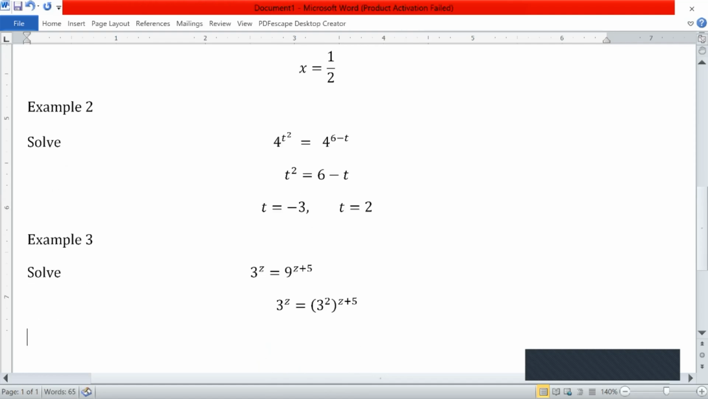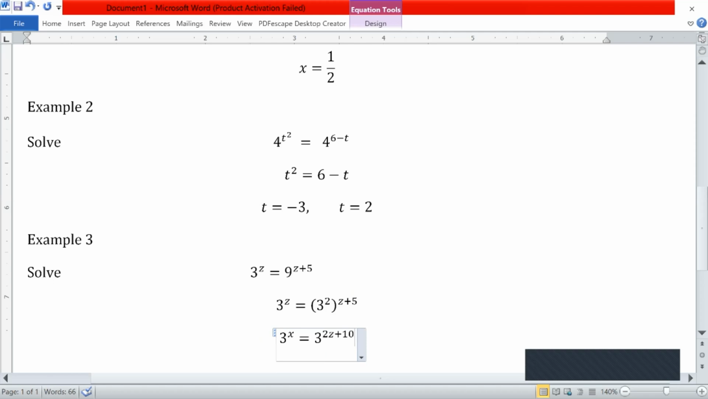Here you have to apply your rules of exponents. On the left hand side, you have 3 to the power of z. On the right hand side, that's a power to a power, so you have to multiply the powers. That gives you 3 to the power of 2z plus 10. I hope that step is clear to you. Power of a power: you have 3 to the power of 2, to the power of z plus 5. Then you multiply the powers, 2 times z plus 5. Now you have that form.